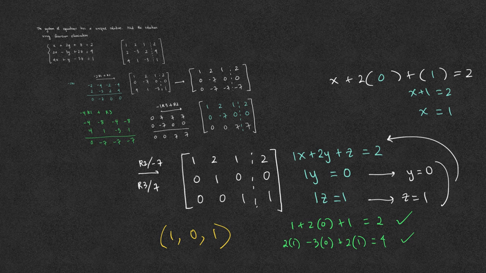The third equation states that 4 times x plus y minus 3 times z. This is 4 minus 3 or 1, so the third equation checks out as well. The solution is therefore 1, 0, 1, or x equals 1, y equals 0, and z equals 1.